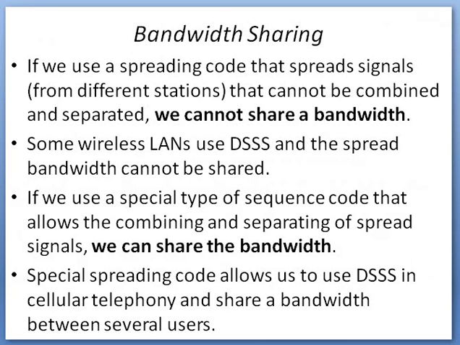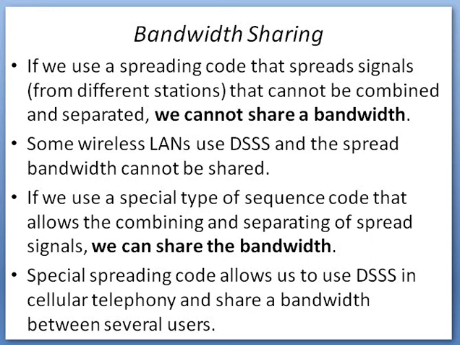Next is bandwidth sharing. If we use a spreading code that spreads signals from different stations that cannot be combined and separated, therefore we cannot share a bandwidth. That means some wireless LANs use direct sequence spread spectrum and the spread bandwidth cannot be shared.